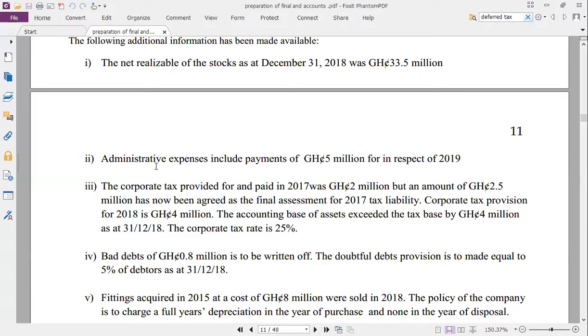The corporate tax rate is 25%. So you are starting everything. This note is up to income tax. You're going to solve everything about the income tax. Good. Now let's see.